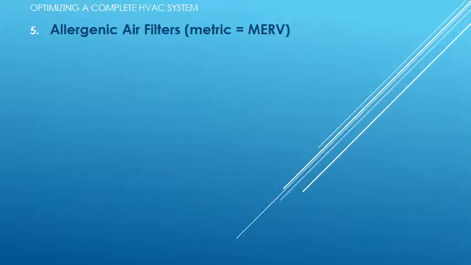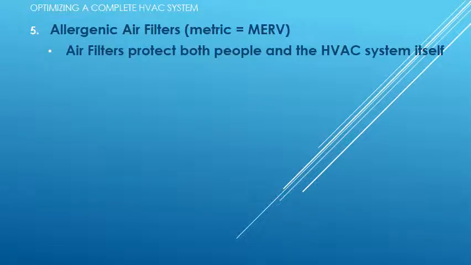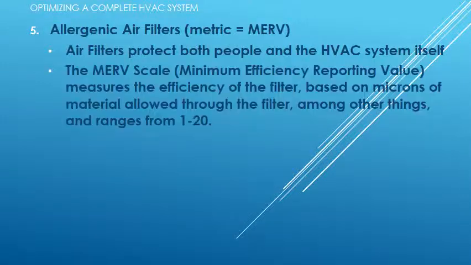Number 5 is allergenic filters. Now, the filters you put into your furnace are very important. They do two things. They protect people, and they protect the HVAC system itself. It keeps dirt from getting into the heating system.